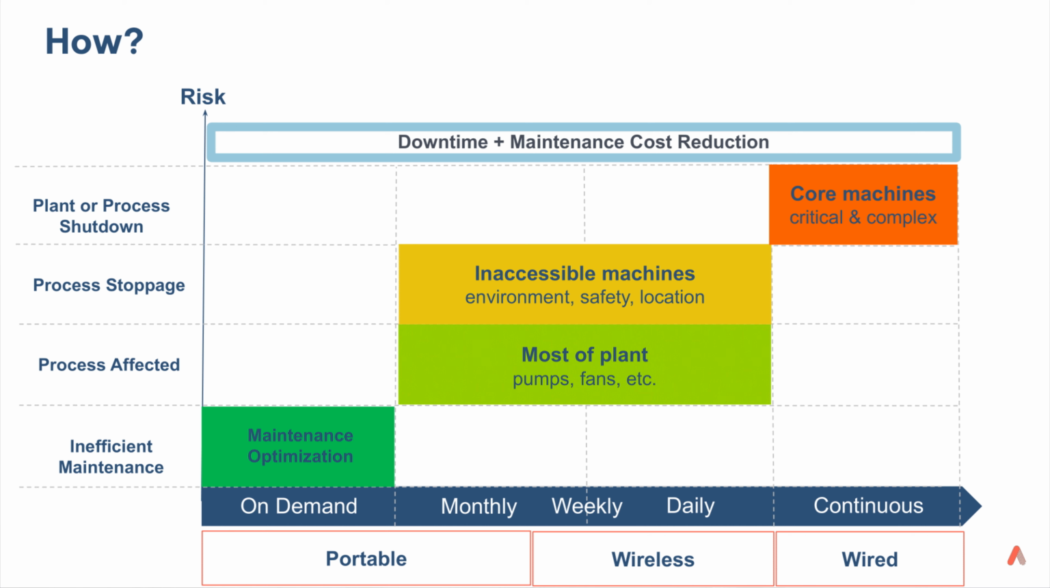This is typically going to be your core, critical, and complex machines. So there are two things that come into play with a wired online continuous monitoring system. Is it critical to the plant's reliability? So when it shuts down, the whole plant shuts down. And is it complex? So does it have lots of different state changes, condition changes, and speed changes that would require a smarter system to be able to collect the data? That's where we'll go from a wireless into a wired system.